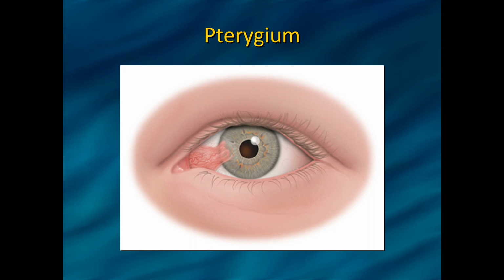And the pterygium is nothing but the same elastotic degeneration that occurs in the conjunctiva, along with failure of the stem cells here to cover the corneal epithelium with the normal epithelium. So this area of the conjunctiva will try to cover this area that is not covered by the stem cells here. And the failure of the stem cells occurs because of the exposure to UV light.